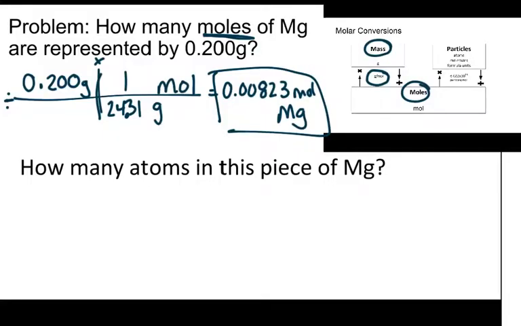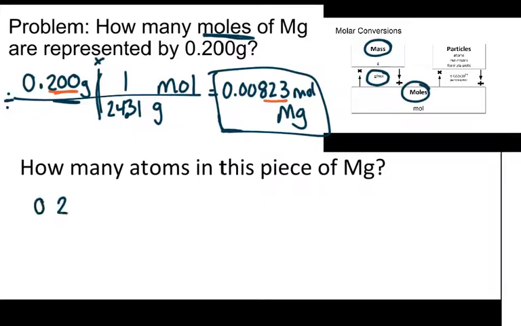So I had 3 sig figs in my given here. Therefore, I needed 3 sig figs in my answer as well. So there's my complete answer. Now, there's a second part of the question asking how many atoms in this piece of magnesium. So I can either use my answer to continue on, or I can start back at the 200 grams.